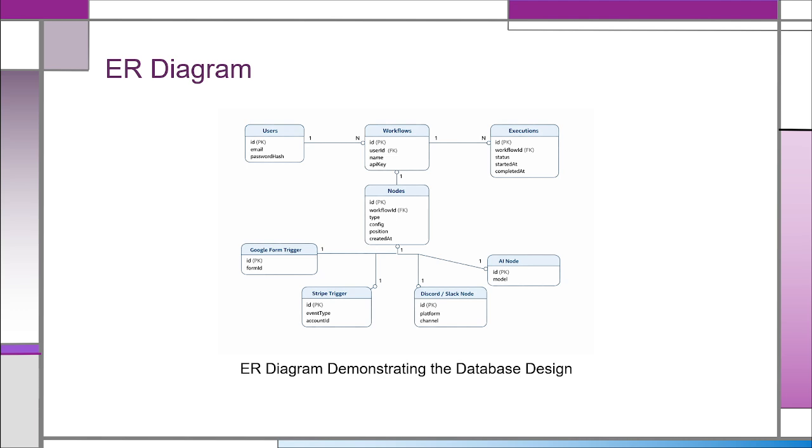Now, the important part. There is the ER diagram. You can see the user, workflow, execution and nodes. They all interact with each other and share the data. The data is flowed in the form of directed acyclic graph, and there are different kind of nodes, and you can also see Google Form triggers, Stripe trigger, Discord, Slack, and AI nodes. These are all abstraction on the main technologies.